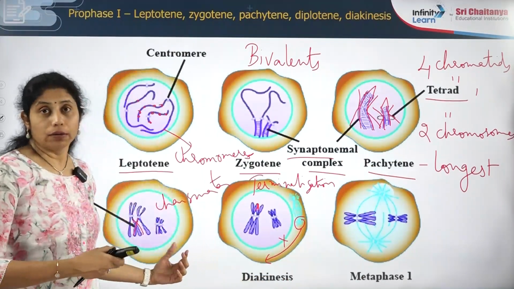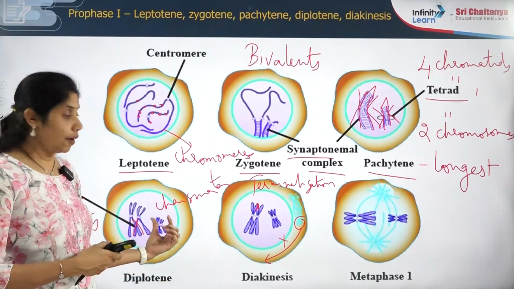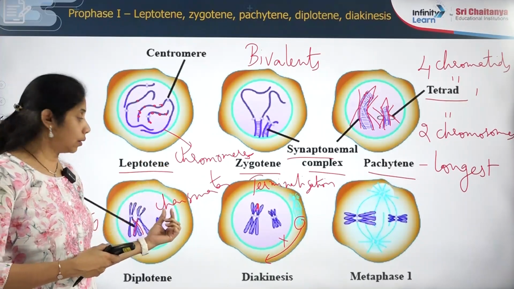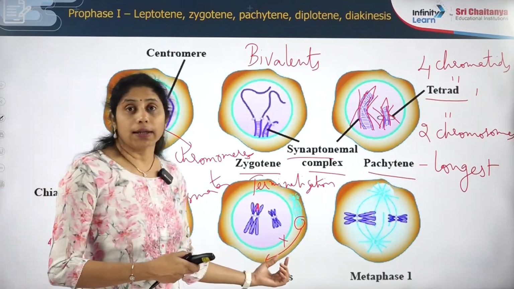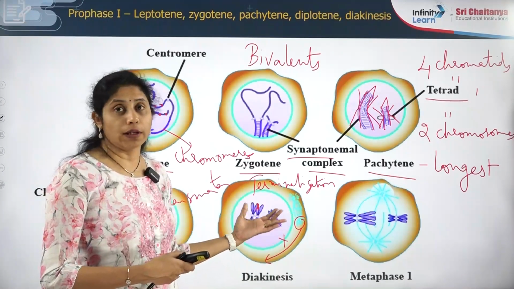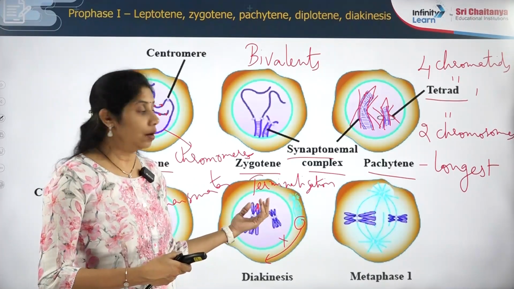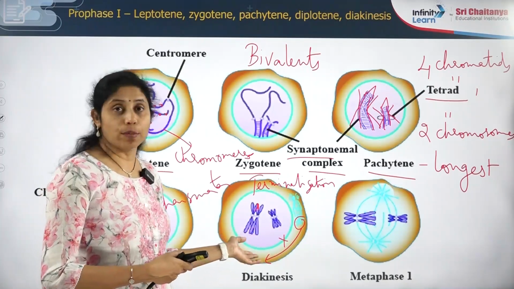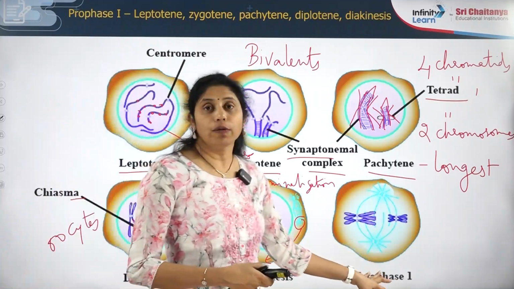In diplotene, the synaptonemal complex will be dissolved and the chromosomes try to separate away from each other, and due to that we can see the points of crossing over, X-shaped structures called chiasmata, in the diplotene. In diakinesis, terminalization of chiasmata happens and all the events of prophase 1 will be completed: nucleolus, nuclear envelope, Golgi, ER disappear. Centrioles would have migrated towards the opposite poles, spindle fibers will start appearing. Then it will be continued with the metaphase 1.